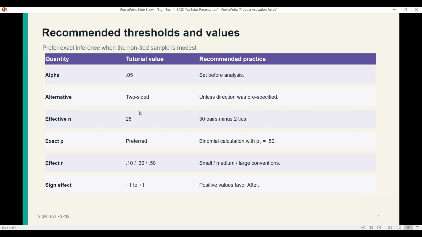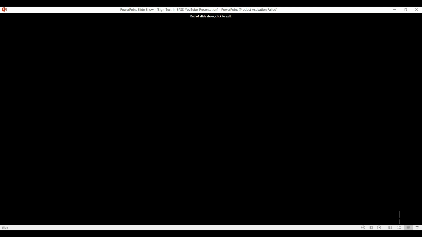These are the thresholds. Alpha value: in this case, our p-value should be less than this alpha value. Two-sided, effective n is 28, that is 30 pairs minus 2 ties, exact p preferred, and effect r as sign effect, minus 1 or plus 1.